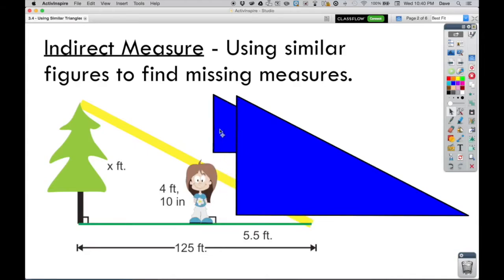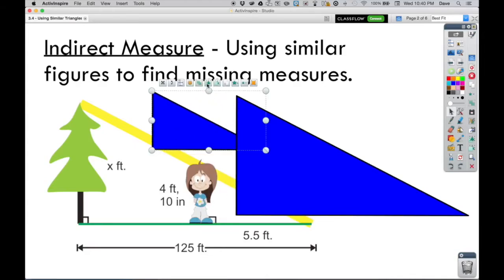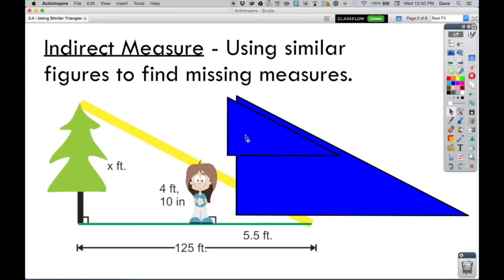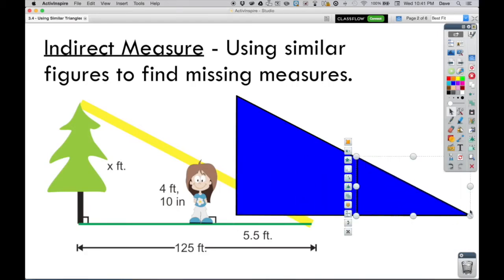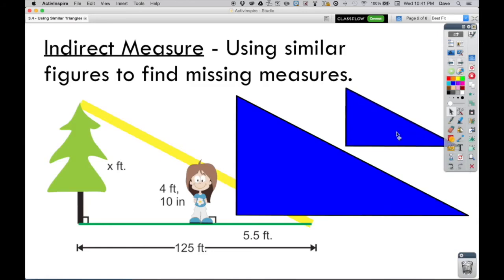If I match up the corners, let me bring this to the front here. Notice how these top two corners match up exactly, the same angle. Down here, these two corners match up exactly. And over here, these two right-hand corners match up exactly. So because they have the same angles, they must be similar figures. Okay, so it's that type of idea that is how we're going to use similar figures to find missing measures.